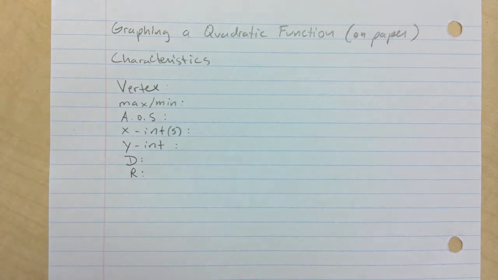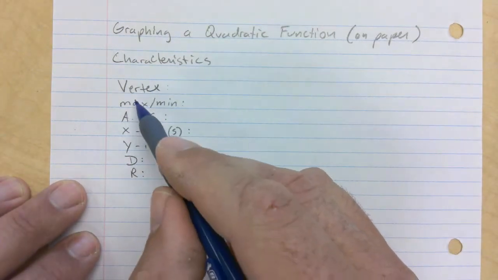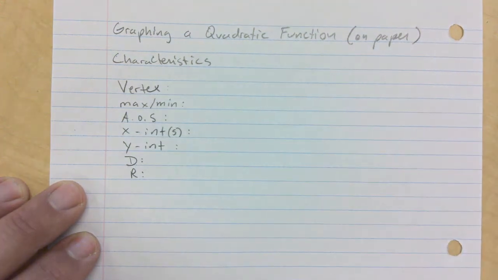One second here. I thought last year I had added another one for students to try, and I'm just gonna look at my notes. No, that's it. Okay, we're good. So these are the characteristics. There's 7 of them that I'm going to ask you to figure out.